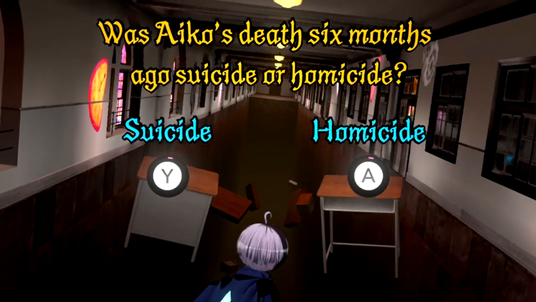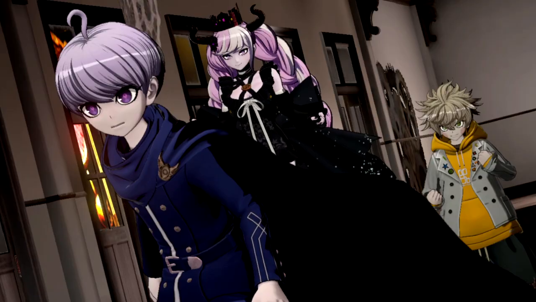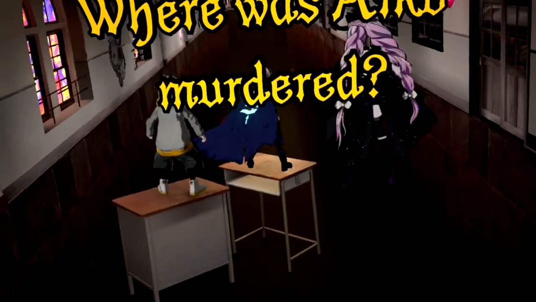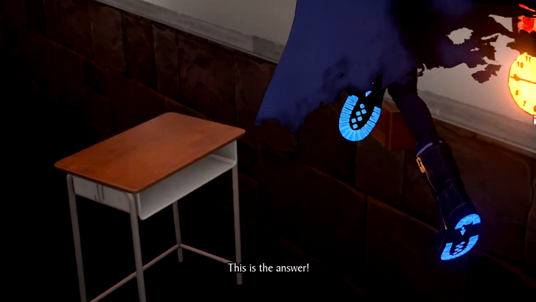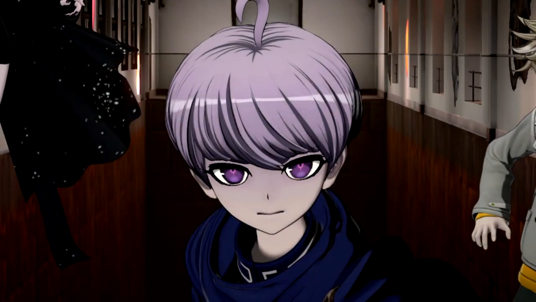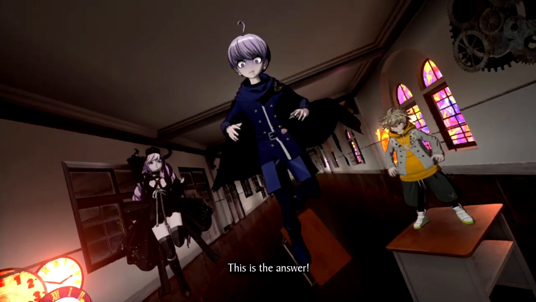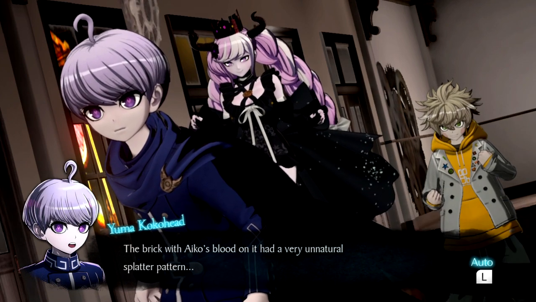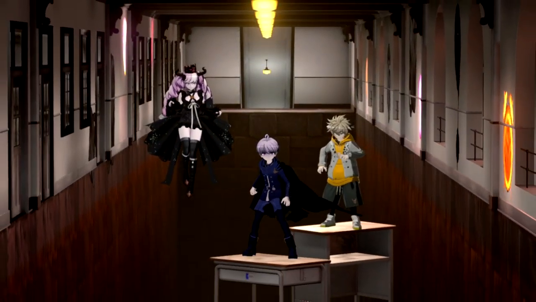Was Aiko's death six months ago a suicide or a homicide? We're going to have to go with homicide. Aiko's death six months ago was actually a result of murder. Where was Aiko murdered? Rooftop or the flower bed? If it's a murder, it would have been the flower bed. The location of Aiko's murder is the flower bed. What weapon was used to kill Aiko? The brick from the flower bed. This is the answer, and we can prove that. The brick with Aiko's blood on it had a very unnatural splatter pattern. After the culprit hit her with the brick, they returned it to its original position. You notice that the blood pattern cuts off.